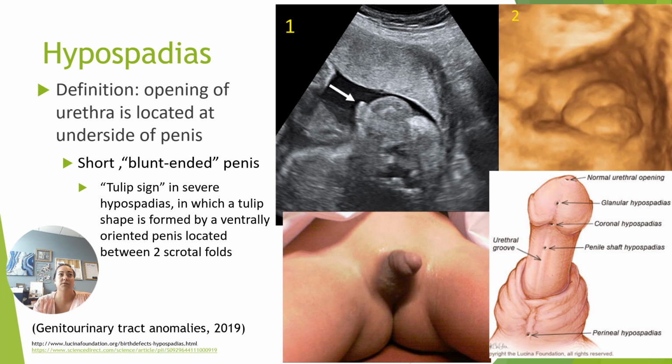Hypospadias is where the opening of the urethra is located on the underside of the penis, and on ultrasound it can have a more blunt-ended appearance, also called the tulip sign. Normally we see a more rounded end, but here the penis has more of a blunt or flattened shape. And here we can see an abnormal or small appearance of those structures. So this would be something we would want to identify, and this can also cause some urinary issues.